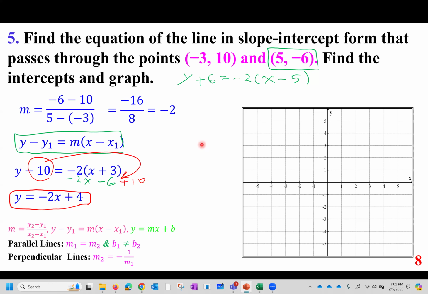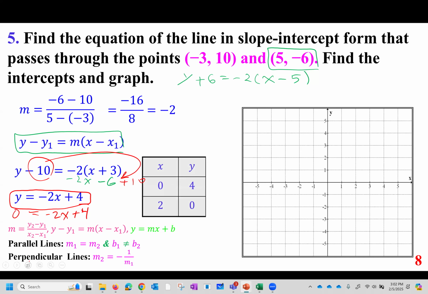Now, I can always put the original points and that works, okay? But I like to get the intercepts. Obviously, this one is 0, 4, the y-intercept. The x-intercept, you set the y equal to 0. And clearly, x becomes 2. So you have the two pairs, 2, 0 and 0, 4.